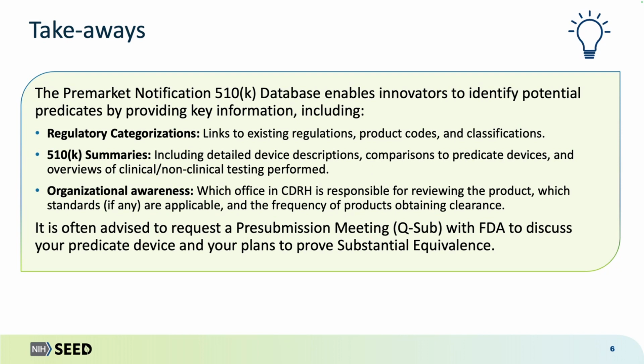This is just one example of how to find a potential predicate in the 510K database. Before I move forward with my own 510K or a pre-submission meeting with CDRH, I would probably review dozens, if not hundreds, of potential predicates by opening up their 510K summaries and comparing their functionality and their context of use to my own devices. We hope after this brief walkthrough that you can search the database and find comparable predicates to the product that you are innovating.